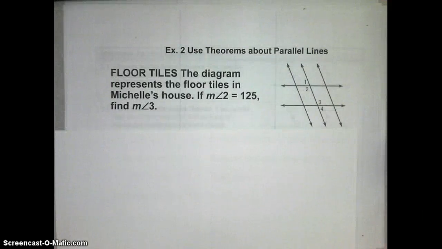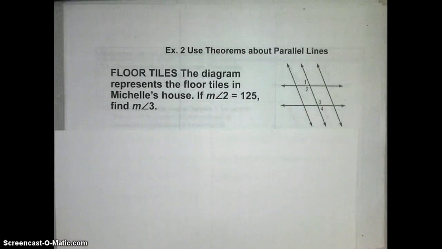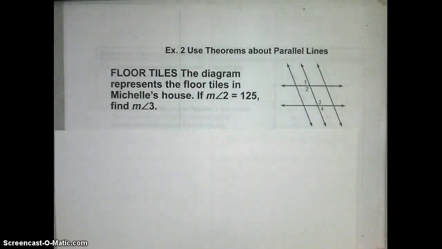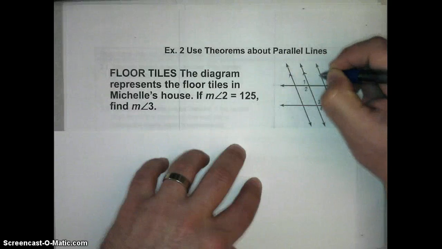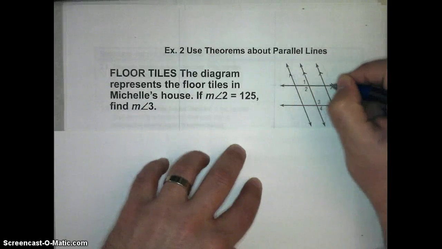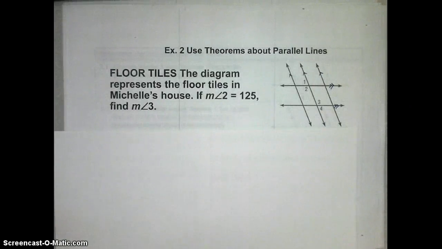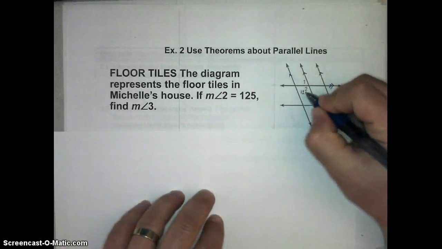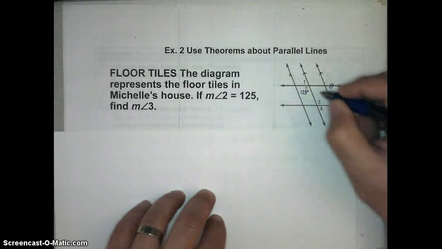So let's take a look at example 2. We've got some floor tile pattern in this diagram representing the floor tile at Michelle's house. Now we are going to assume that all of these lines that appear parallel are in fact parallel. If you want to mark them that way, you are more than welcome to. These are parallel, and these are parallel. So just use those little arrows to mark parallel lines. They're giving you in this problem that the measure of angle 2 is 125 degrees. They want us to find the measure of angle 3 in this example.